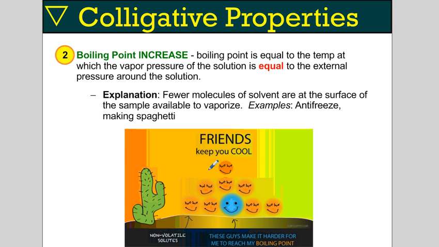A good analogy, and I don't usually do these, but this is a good one, is that friends keep you cool. Okay, well, all right. These particles with their eyes shut are the solute particles surrounding a piece of solvent. And that solvent is inclined to reach its boiling point, but it's surrounded by these solute particles. Again, the solute particles are non-volatile, they can't escape the solution. And so they're attracted to this particle that can also have less of a probability of escaping because these particles are there.